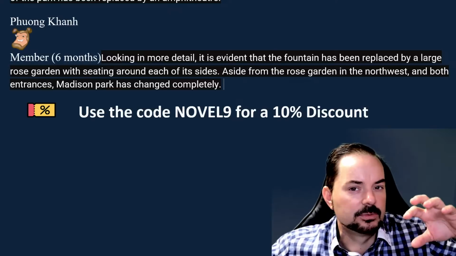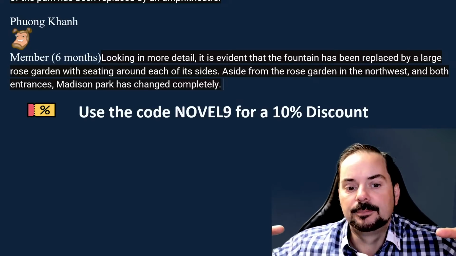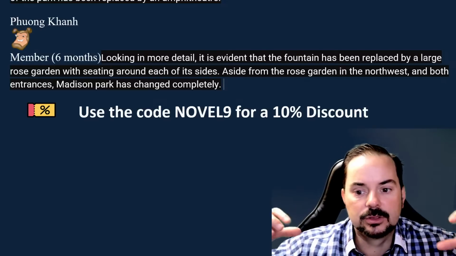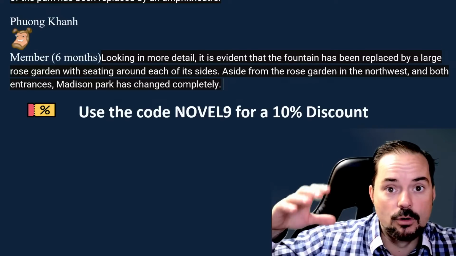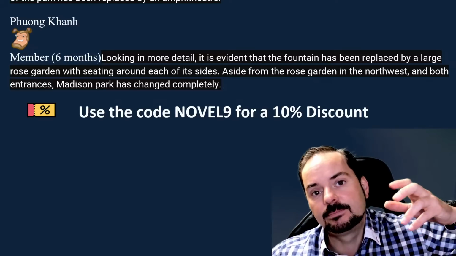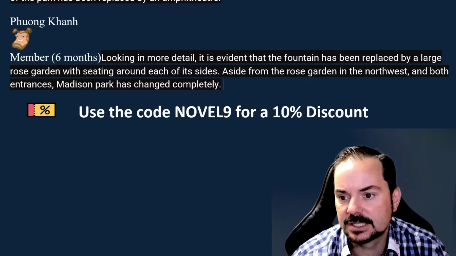Aside from that, it still remains unchanged. It doesn't. It's quite changed. So while the rose garden in the northwest and the entrances remain the same over a century, Madison Park has changed completely. Okay, so lots and lots of fixes needed there.